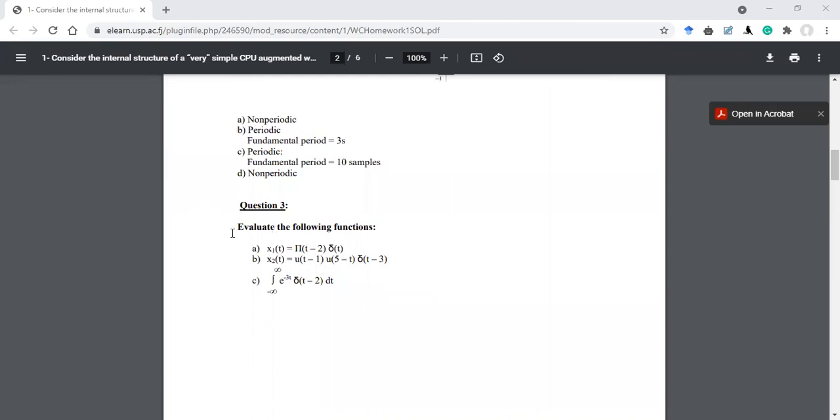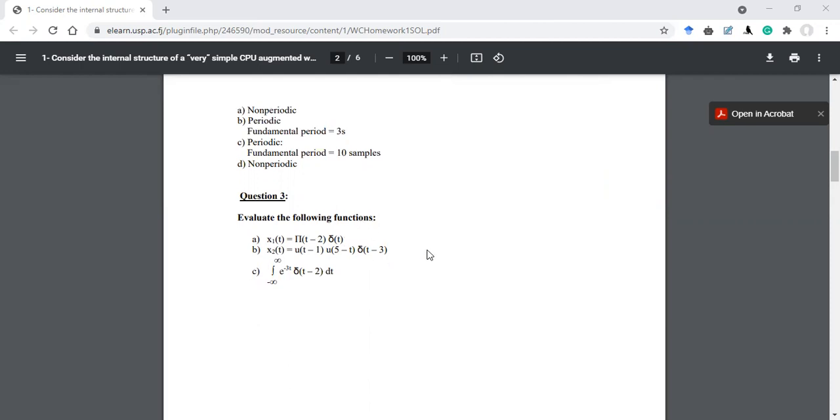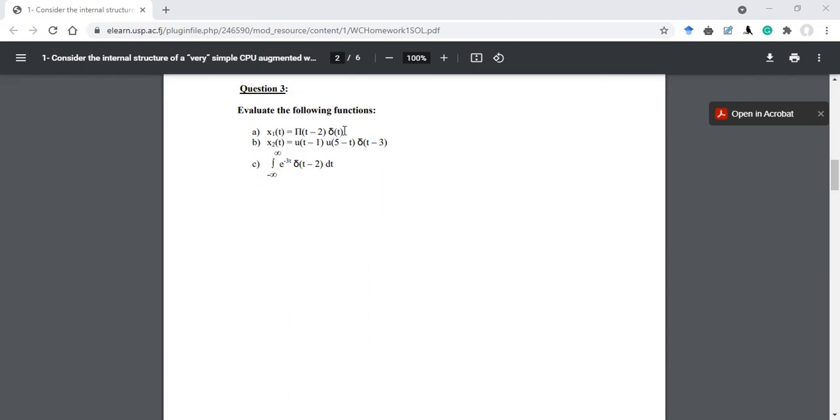Question number 3, evaluate the following function, right? x1 of t is equal to the rectangular function of t minus 2, times delta of t. We already know that the delta function will only have a value at t equal to 0, and all the other values will be 0. So if we multiply these two signals, it will only have a value when t is equal to 0, isn't it?